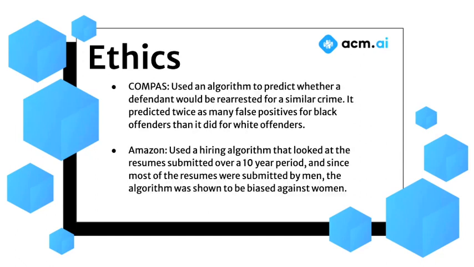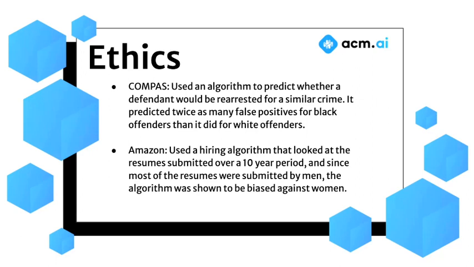So there are two big examples. The first one is COMPAS, and this was used as an algorithm to predict whether a defendant would be rearrested for a similar crime. And it predicted twice as many false positives for black offenders than it did for white offenders. This algorithm did not use a KNN, but if it did use a KNN, you can see why, right? If our data set contained more black offenders than white offenders, you're going to classify maybe more black offenders as being rearrested, and that is not true. So we had twice as many false positives. That means it was wrong.